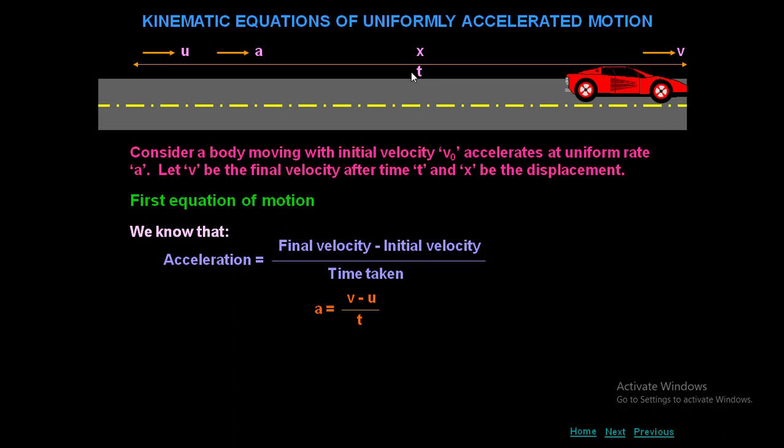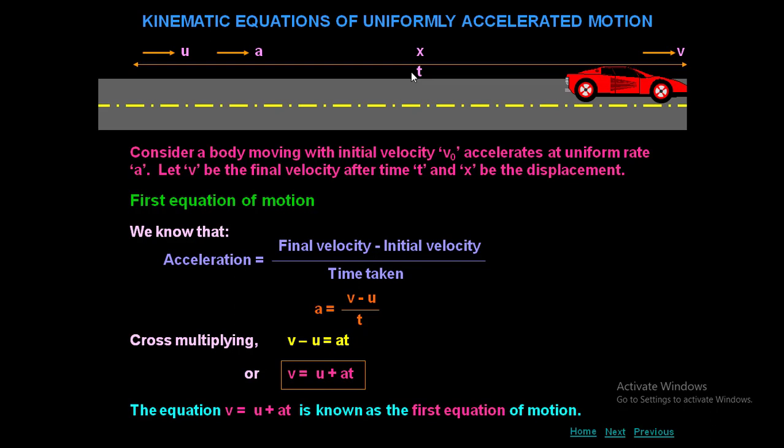So what is the final velocity here? V is the final velocity. What is the initial velocity? U is the initial velocity, and t is the time taken. So a equal to v minus u by t. Cross multiply, you are going to have at is equal to v minus u. And if you rearrange, v equal to u plus at. So this is how we are going to derive the first equation of motion by using the acceleration definition.